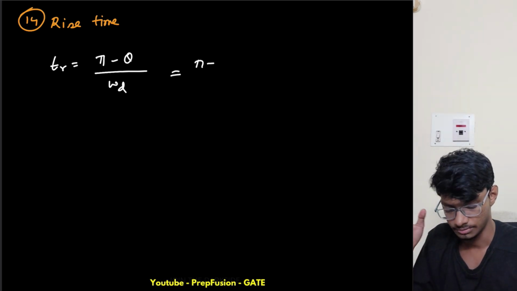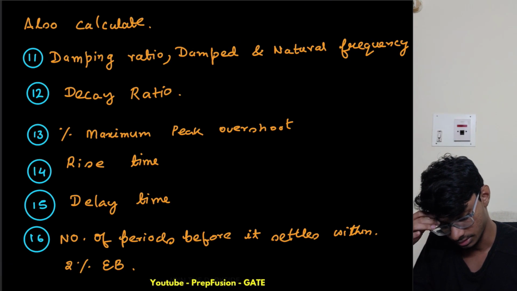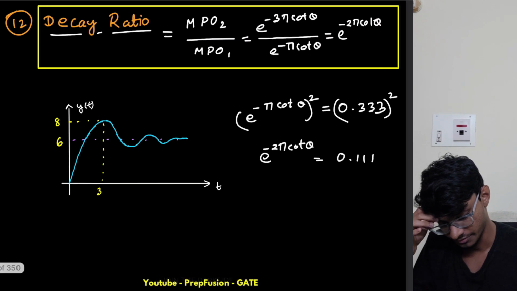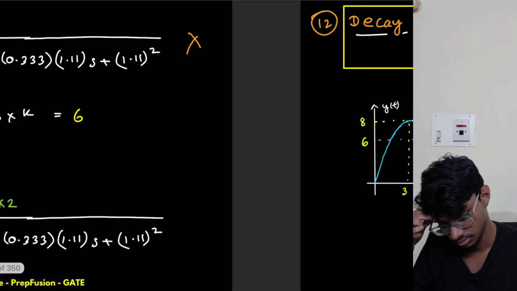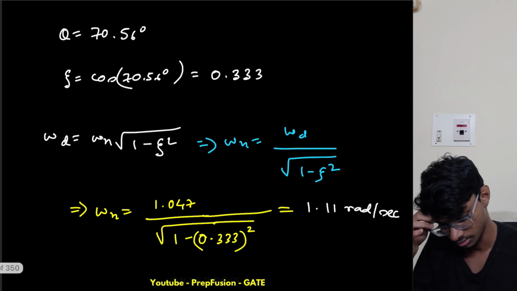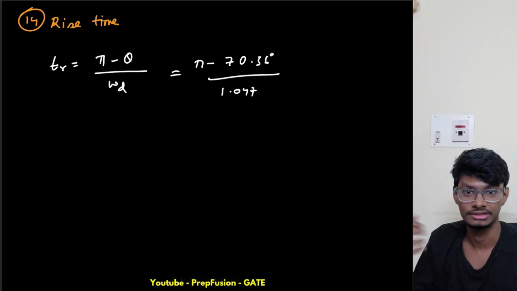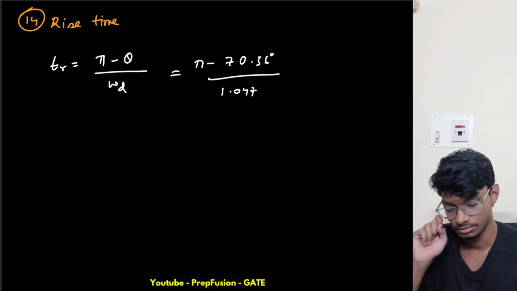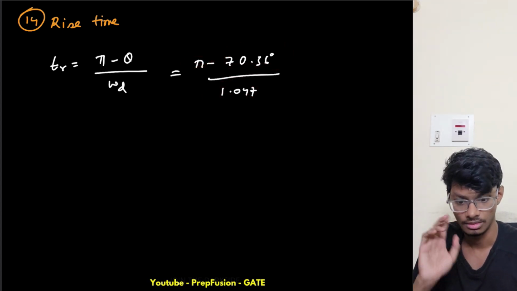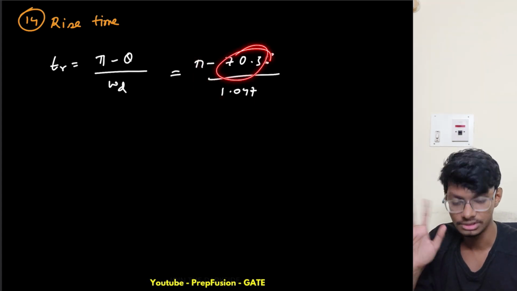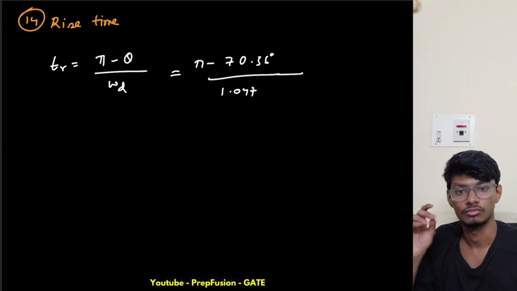So I will just put pi minus theta, and theta was 70.56, divided by omega d, which I think was 1.047, right? You will see that I'm getting a weird, bizarre answer. Why? Because this is in degrees and this is in radians. Omega d is in radians per second, so all these are in radians, but this is in degrees. So you have to convert this into radians.